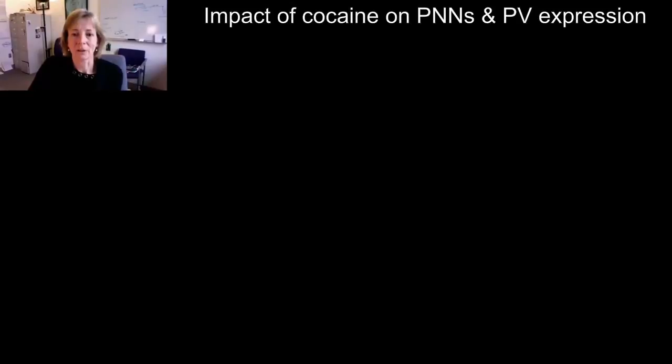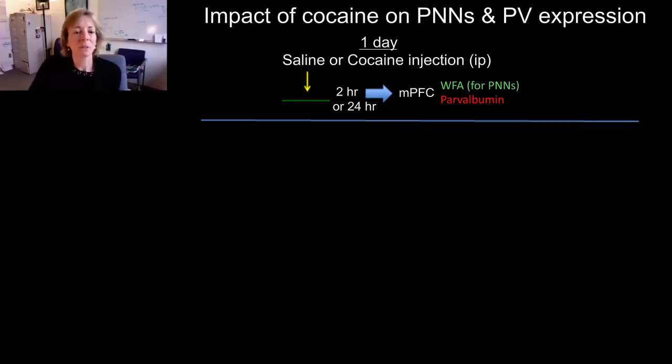And so we also looked at this parvalbumin expression because, as I said, most parvalbumin cells in the medial prefrontal cortex are surrounded by nets. And parvalbumin expression may be very important for the firing of these very fast spiking neurons. So we did the simplest experiment possible first by just giving either a saline or a cocaine injection, and then waiting 2 hours or 24 hours later and looking at the intensity of the nets and the intensity of parvalbumin neurons underlying those nets.